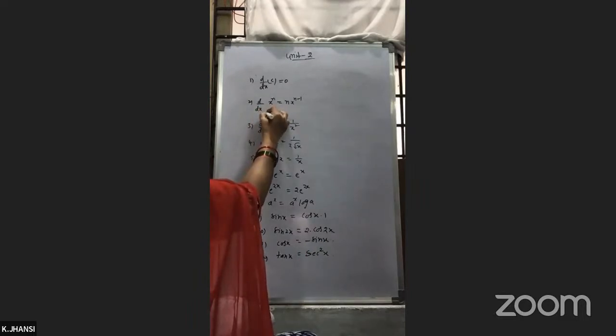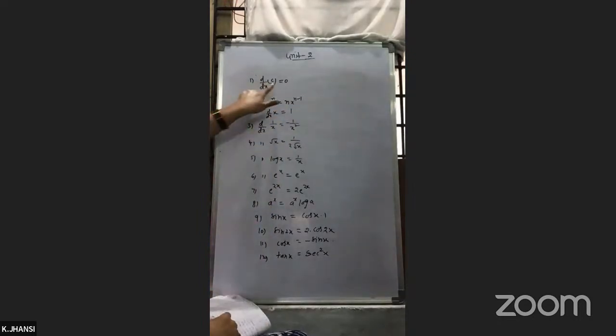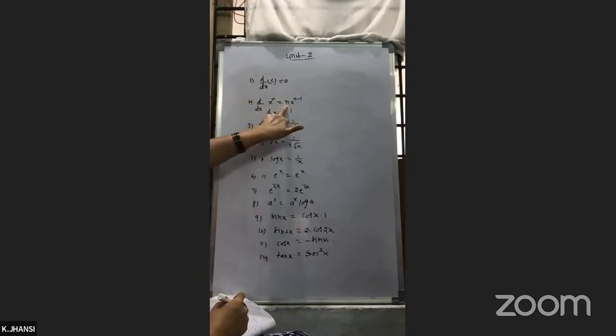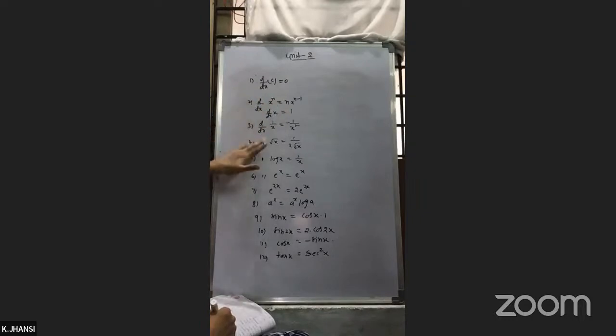Also remember this one: d by dx of x is 1. A constant's value is 0. Only if the x variable is there, the value is 1. Why? Because you just apply the formula here: power 1, so 1 into x to the power of 1 minus 1, which is x to the power of 0, and that is 1. So the value is 1 here. You can find x square, x cube, x to the power of 4, any such values with the help of this formula. So this formula is important.